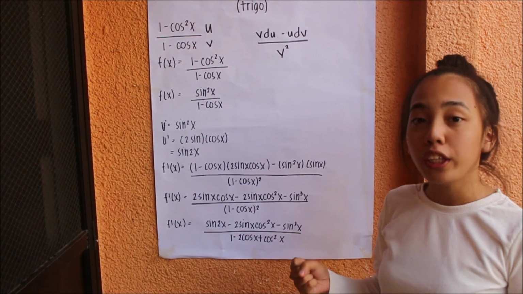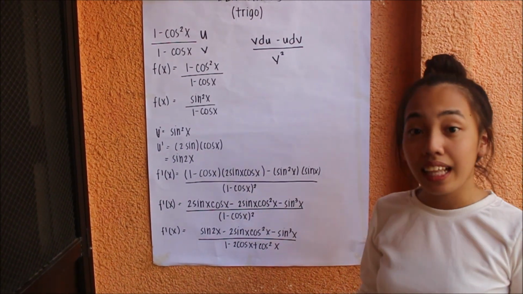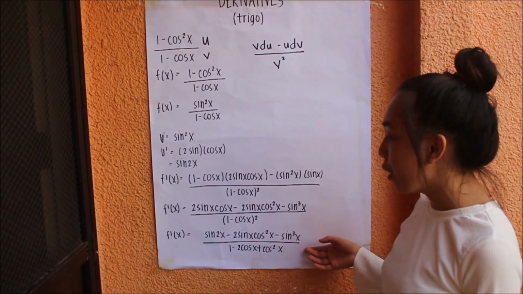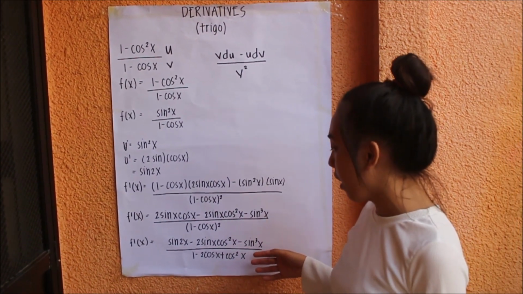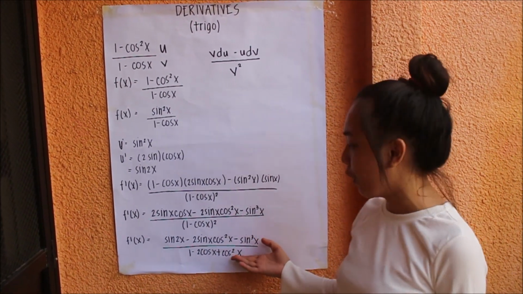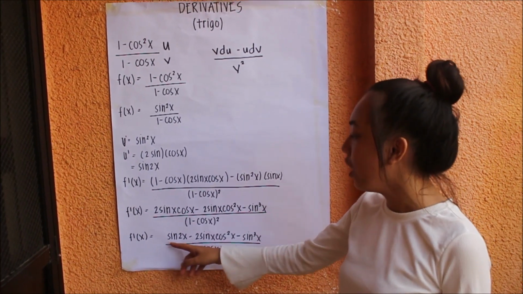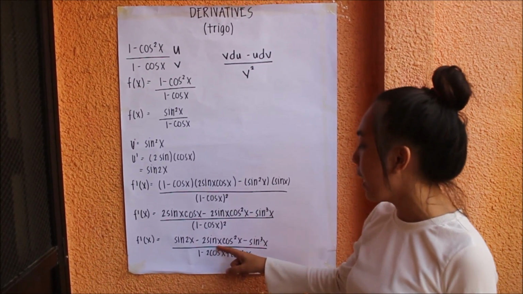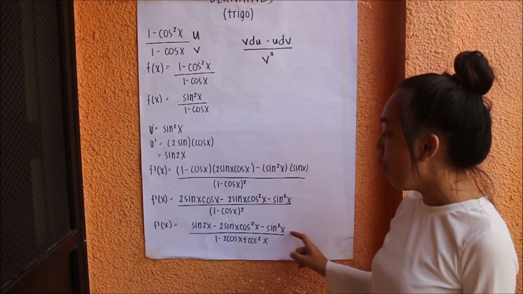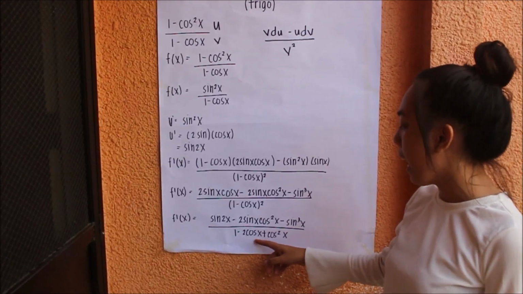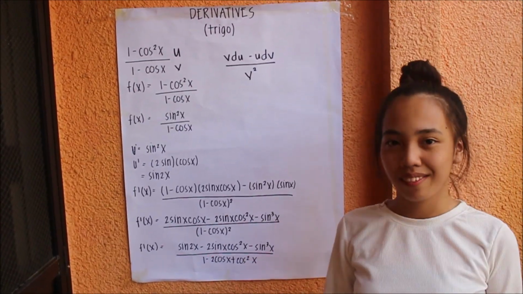And then we are going to minus the like terms. After that, we have now the answer. So we have sine 2x minus 2 sine x cosine squared x minus sine cubed x over 1 minus 2 cosine x plus cosine squared x.